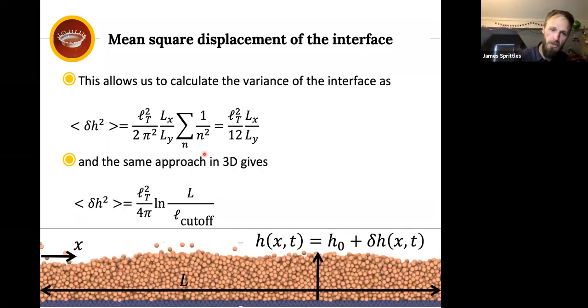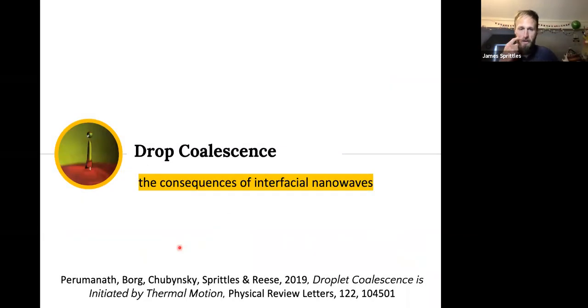Okay, and the same approach in 3D would give us this expression, which is interesting because we now have to introduce a cutoff associated with the smallest scales in the system. So you could think of maybe the size of a molecule or something more complicated like the correlations within the liquid. Okay, so for our work on drop coalescence, we've only really considered thermal equilibrium, and that gives us essentially what we need to understand why drops coalesce off center.